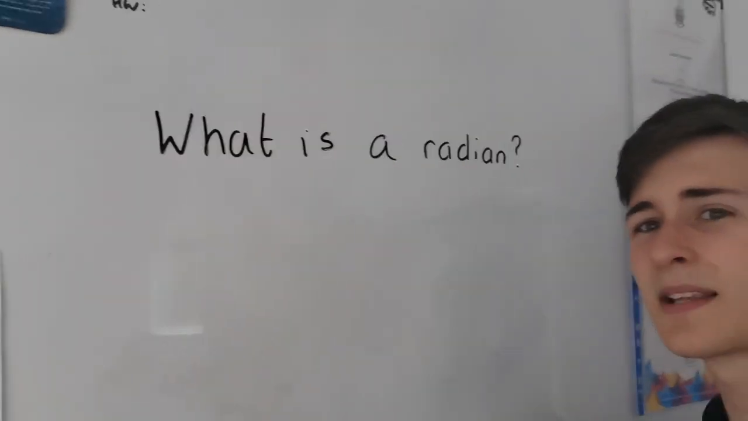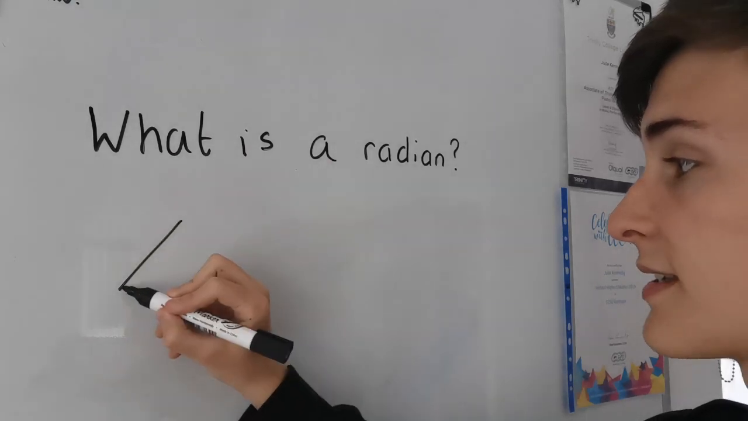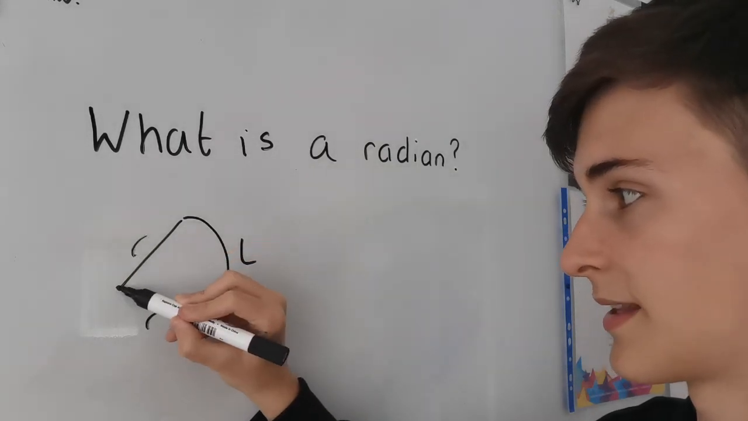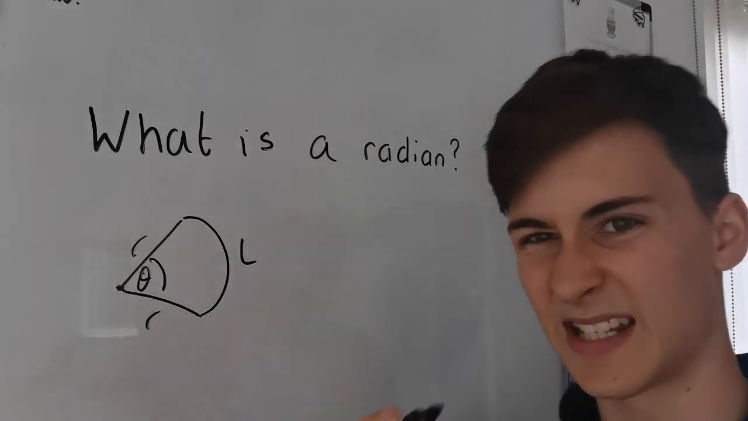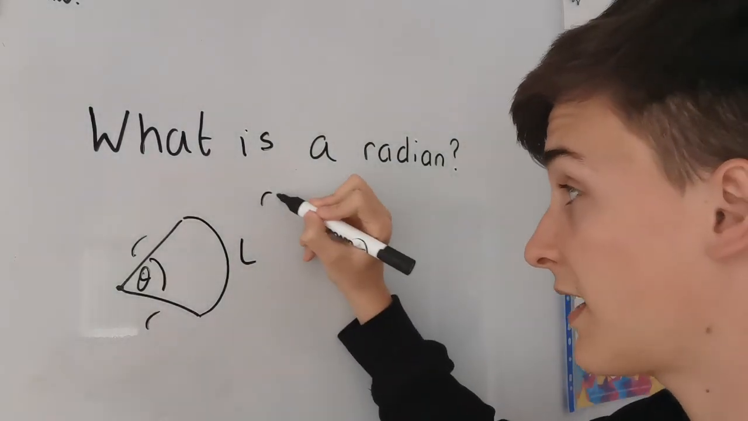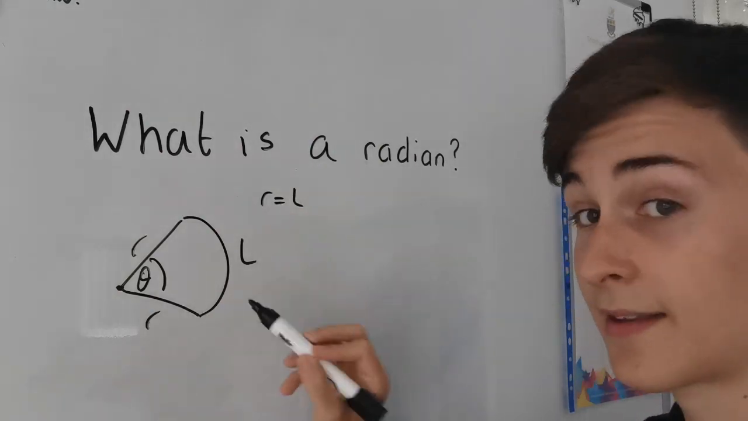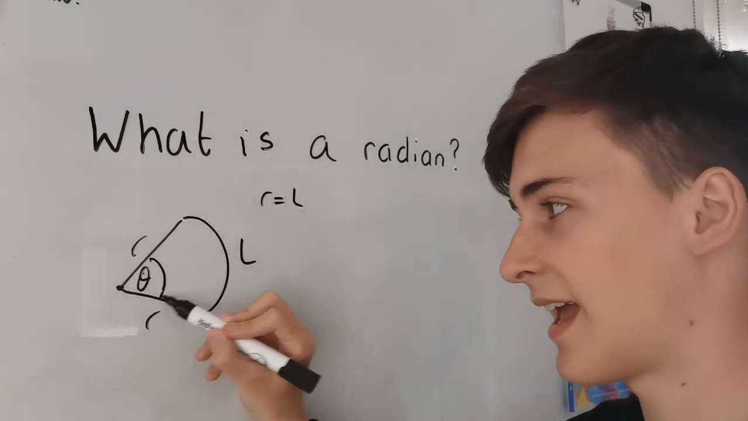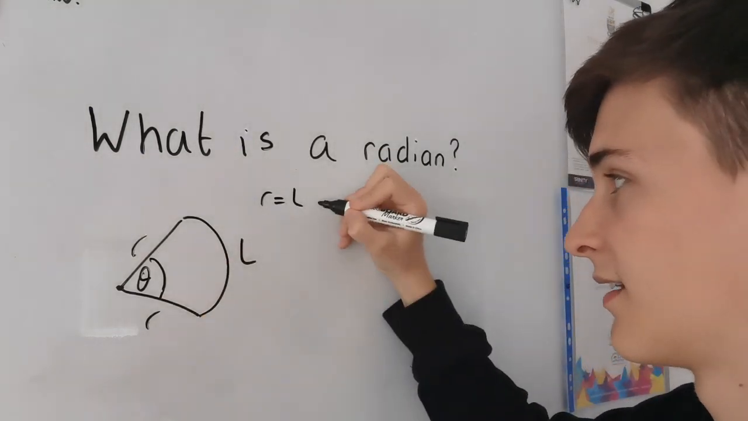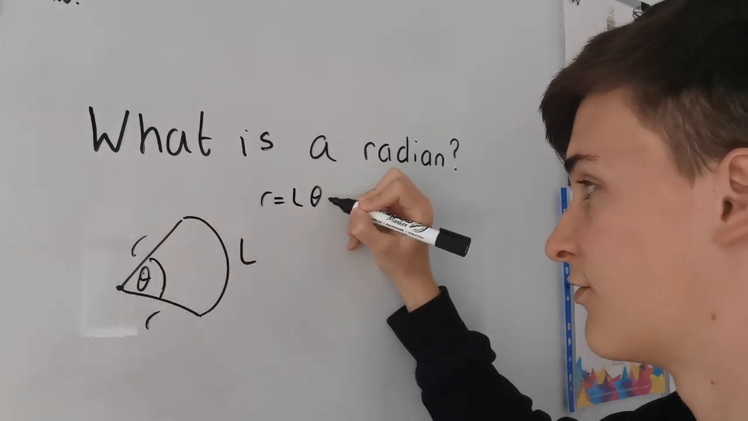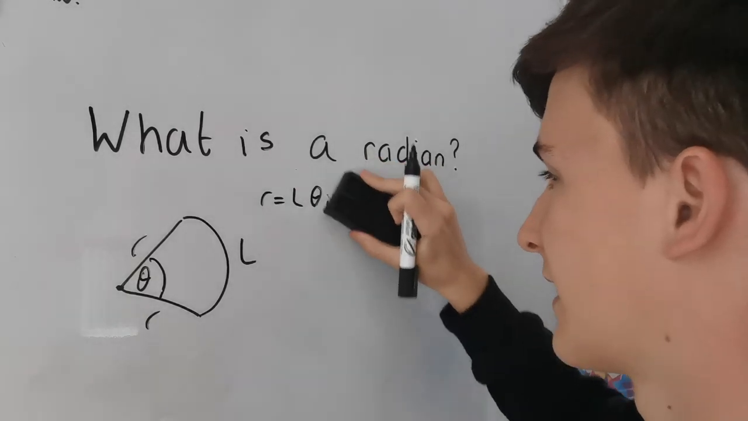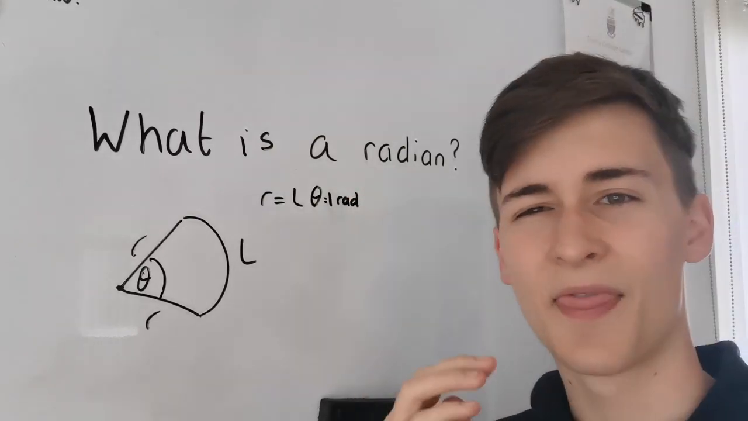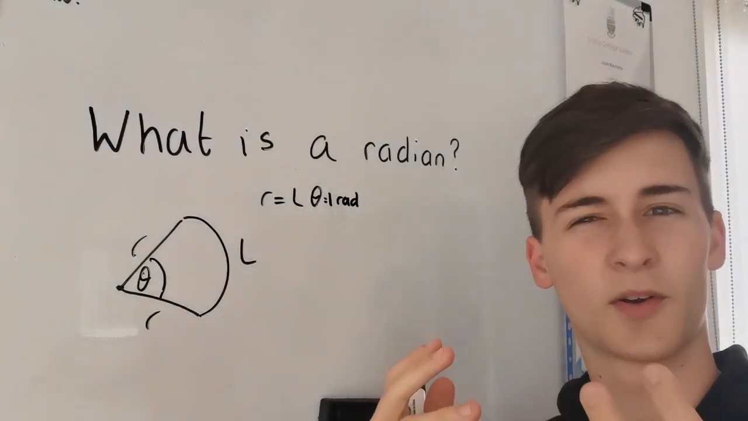Here's pretty much the simplest explanation I know. If we draw a sector of a circle, we'll call the arc length L, and obviously this is the radius R, that's the center, and this is some angle theta. If we know that R equals L, so this length here is the same as the radius, we can work out what theta is. If that is the same length as that, then theta will be one radian. And that's the simplest form of how you work out what 1 radian is.